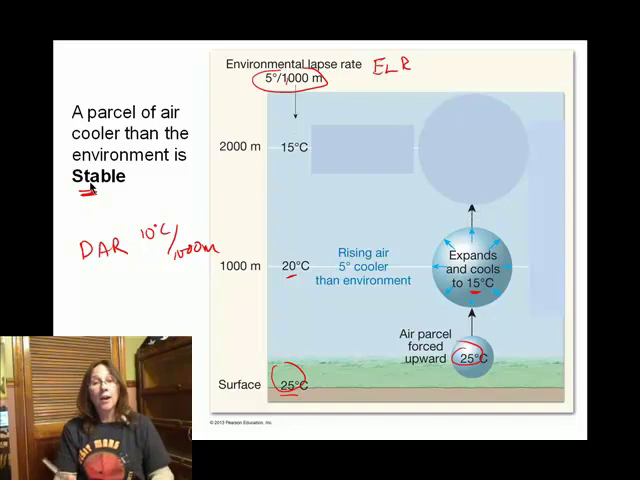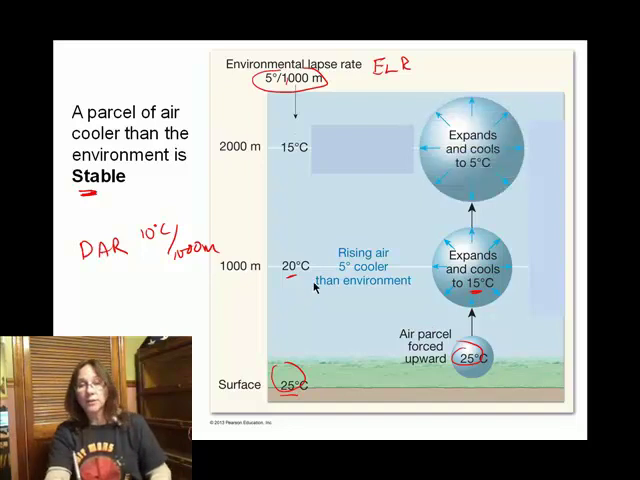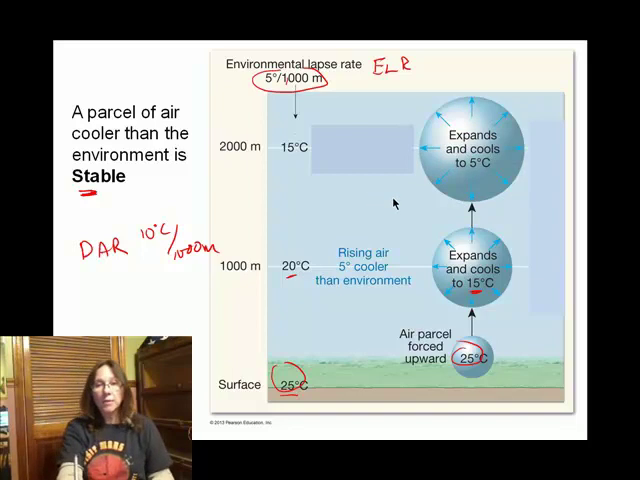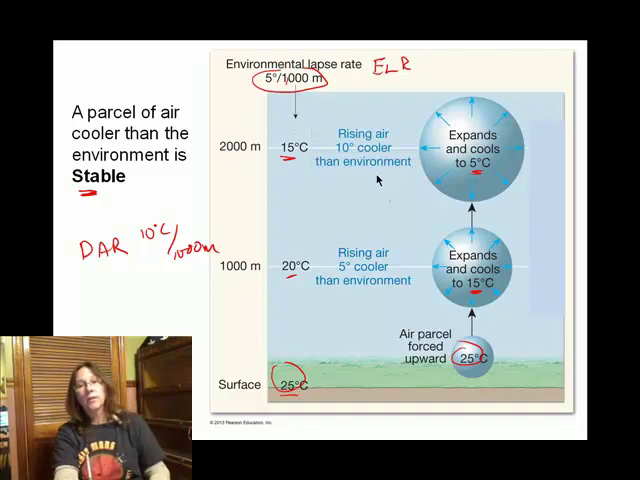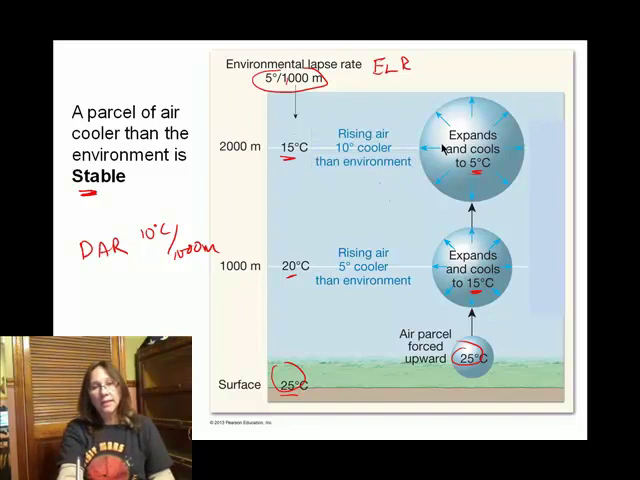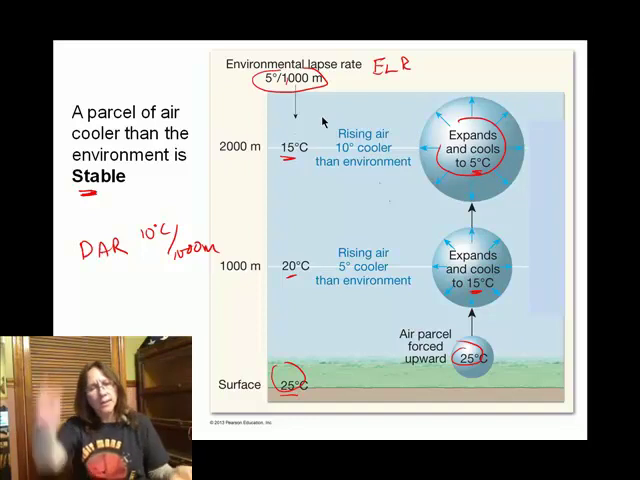Okay? Now we can go ahead and force it to ascend, and it's going to cool another 10 degrees for rising from 1,000 meters to 2,000 meters, so it's going to cool to 5 degrees Celsius. And now here, when we compare that 5 degrees Celsius to 15 degrees Celsius, wow. Okay, the fact that this is a lot cooler, 5 degrees, than 15 degrees, it's not buoyant. It doesn't want to rise. In fact, it wants to sink.